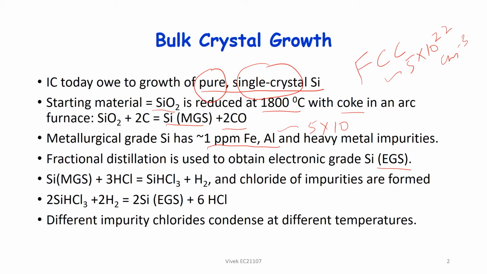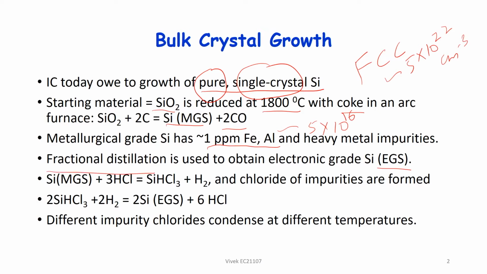So that becomes how much? 10 raised to power 16, right? So that is the impurity. These are the impurities of iron, heavy metal impurities. They are found in metallurgical grade silicon. Now for electronic grade silicon, we need further pure silicon. So that purity is obtained by fractional distillation.